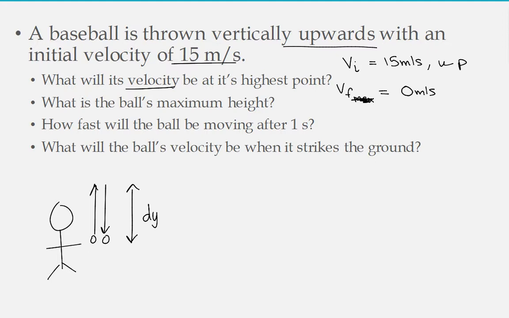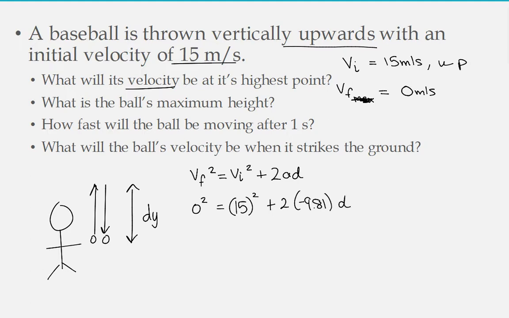Well, you can use the fact that you have a VI of 15 and a VF of 0 and an acceleration of 9.81 down, and you can solve for the maximum height. So VF squared equals VI squared plus 2AD, because this formula doesn't depend on time, and really, I've been given nothing in terms of the time. So I have a 0 squared, I got a positive 15 squared, I got a 2, a negative 9.81, and a D.